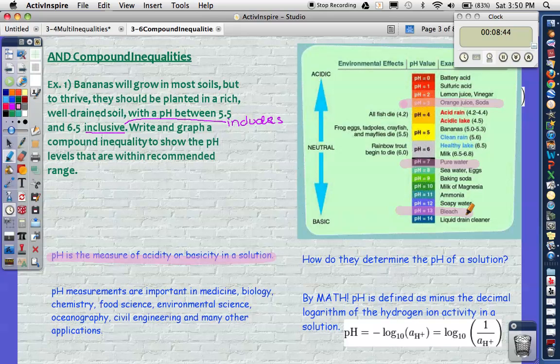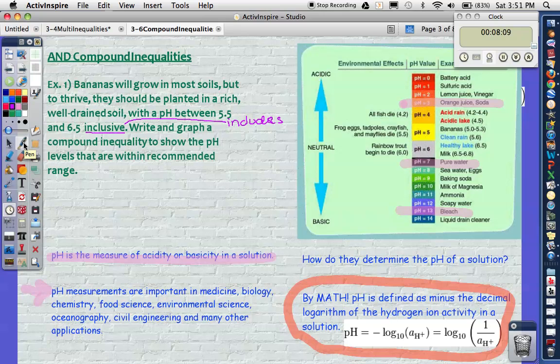And you know, pH is something that is used in science a lot. It's used in medicine, biology, chemistry, food science, environmental science, oceanography, civil engineering, and many other applications. And because I have to throw in that math is everywhere, how do they find the pH? They do math. So if you look at this equation, you may not be familiar with that yet. It involves logarithms, but it is involved in finding pH. So don't freak out. You're not finding pH right now. All you're going to do is write an inequality to represent this situation. But again, I wanted to show you that these are used in other places other than our math class.